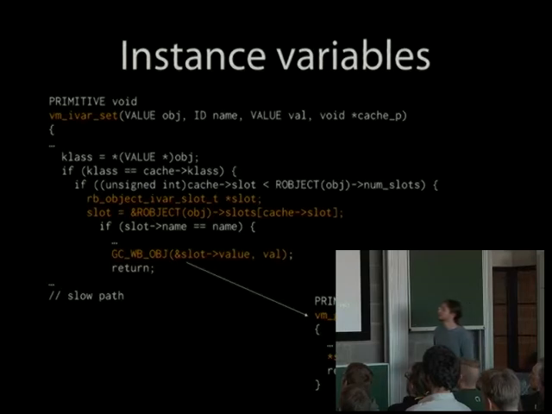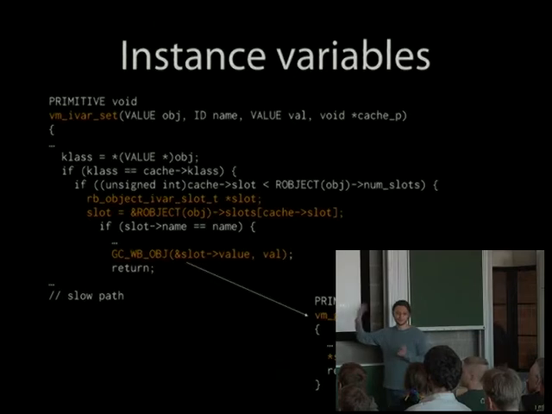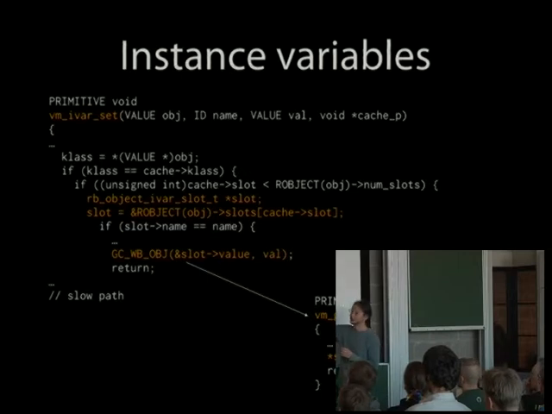And vm_ivar_set is defined like this. This is the C code. I just trimmed out some comments and whatever. But it's basically the idea. What it does is that if the object is a real object, one of the main classes of objects we create, the variable is inside the object, which has an array of variables. We just need to retrieve the index of the instance variable inside the object.